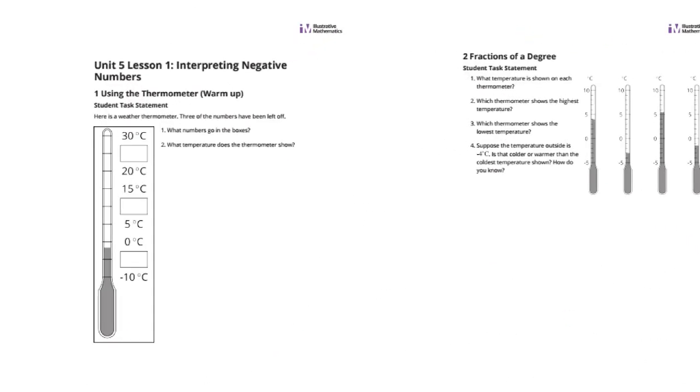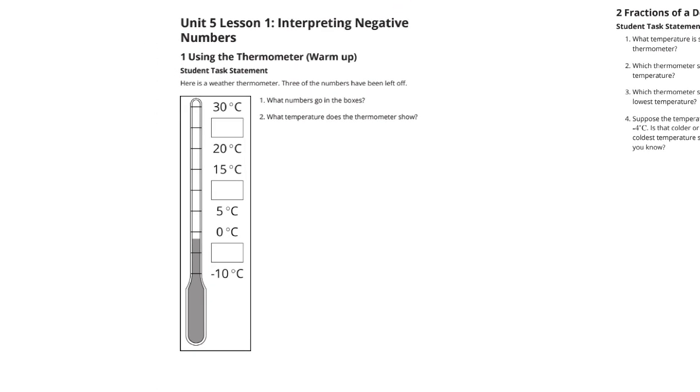We're interpreting negative numbers. We're going to compare rational numbers and use rational numbers to describe temperature and elevation. If we look at the warm-up for this lesson, here is a weather thermometer. Three of the numbers have been left off. What numbers go in the boxes?